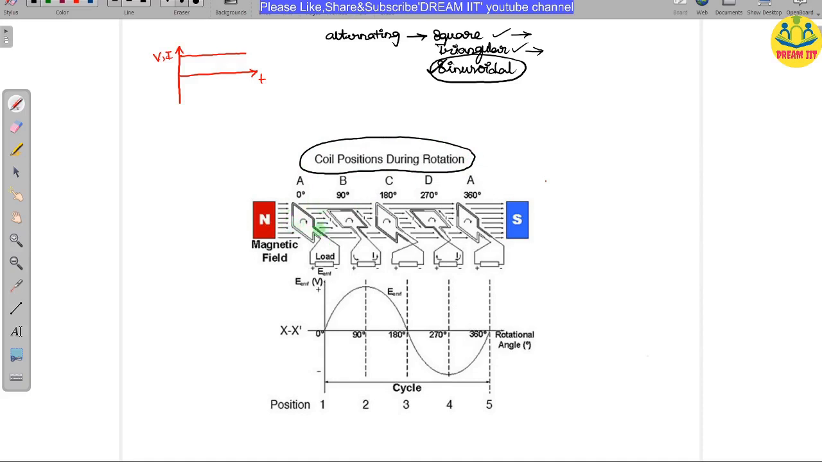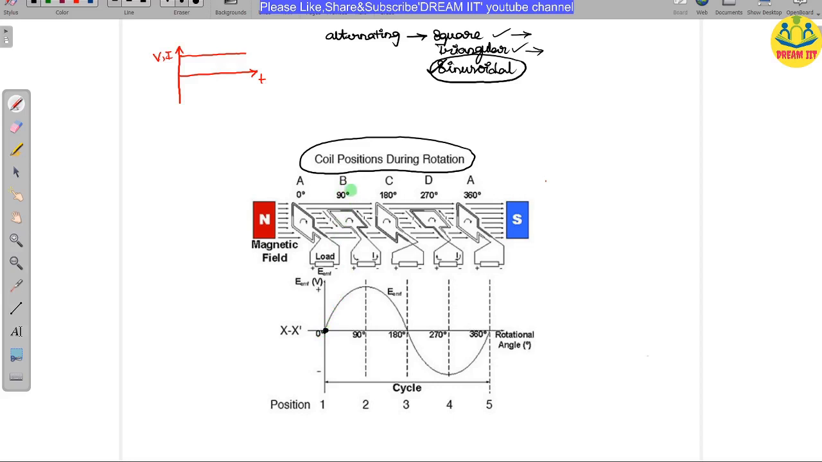If you observe the position of the coil, it is exactly parallel with the field lines. The field lines travel from the north pole to the south pole, so they are parallel to the surface of the conductor plane. That's why at this position the induced EMF is 0.